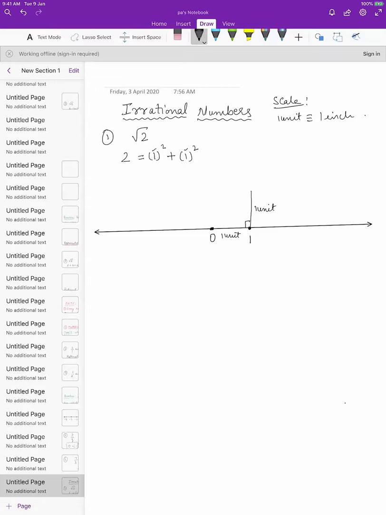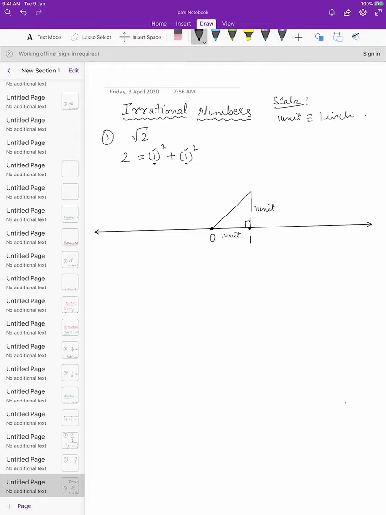So because we had written 2 as 1 square plus 1 square, so we are just concentrating on these two ones. Because both the numbers are 1, so we take 1 unit on the number line, 1 unit perpendicular to it, and join these 2 points.